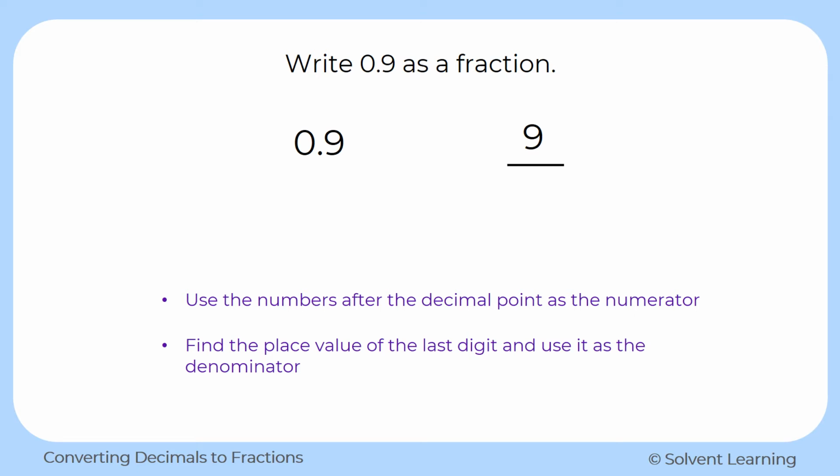Now to find the denominator, we'll look at the place value of the last digit, and whatever place value it's in, that will determine what the denominator of our fraction is. Our last digit is 9, and it's in the tenths place. So that means our denominator will be 10. And now our fraction is complete. And we can see that it is a proper fraction because the numerator, 9, is smaller than the denominator of 10. We could also read this fraction as 9/10.